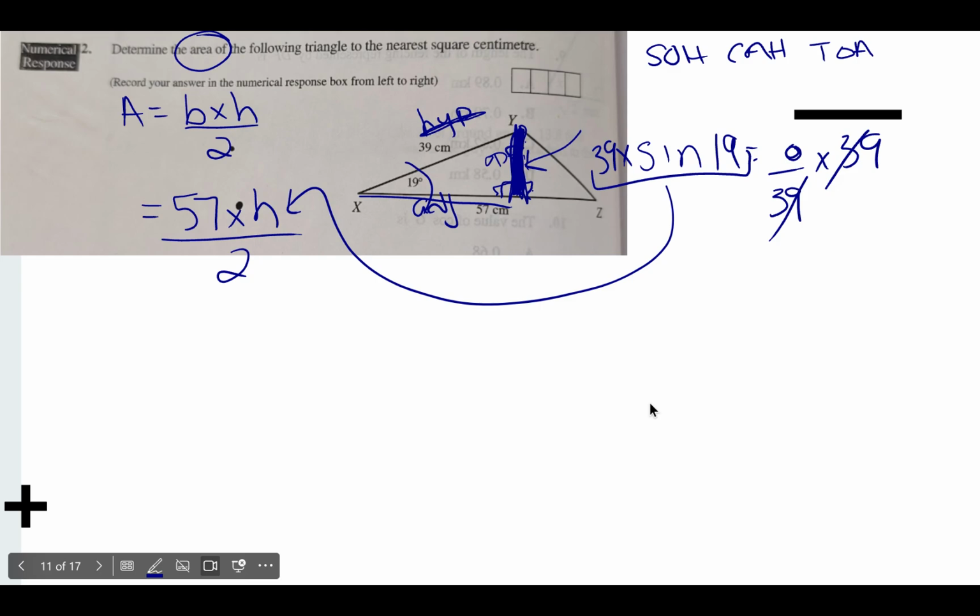So we'll have 39 times the sine of 19, and then that's going to equal 12.697, and that number will keep going. We want to multiply that by 57 and then divide by 2. And if it's asking for the nearest square centimeter, that's just the nearest whole number, and that would be 362, because we get 361.8, so that would round. Okay, let's keep going here.